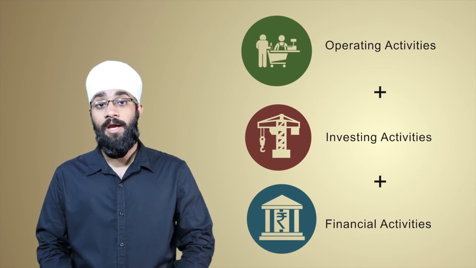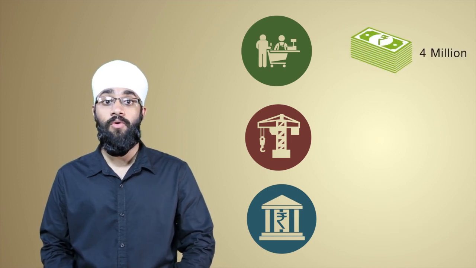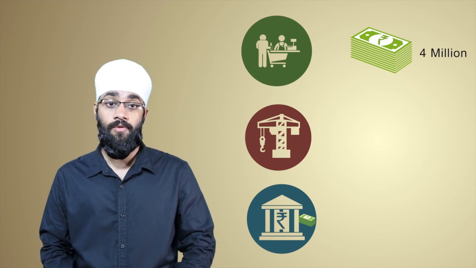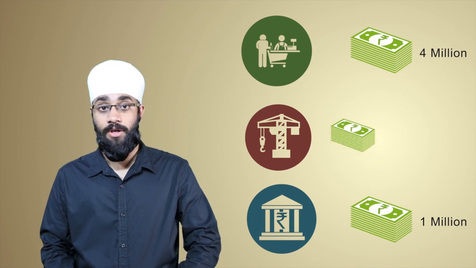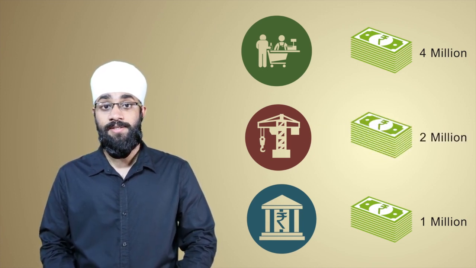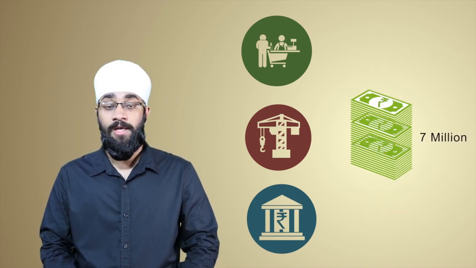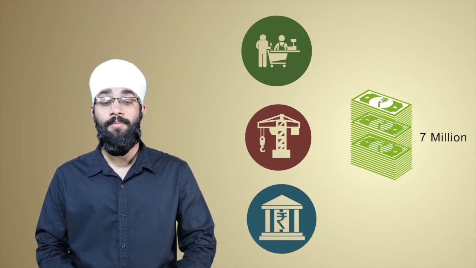For example, imagine that the operating activities result in cash inflow of 4 million, the financing activities result in cash inflow of 1 million, and investing activities bring in another 2 million. The net result of all three activities is the cash position increasing by 7 million. Therefore, the net cash from last year should go up by 7 million.